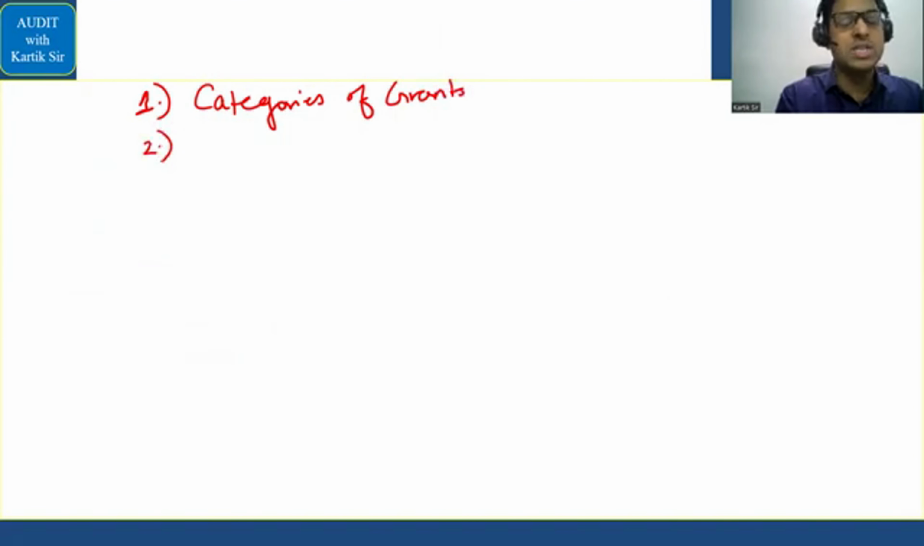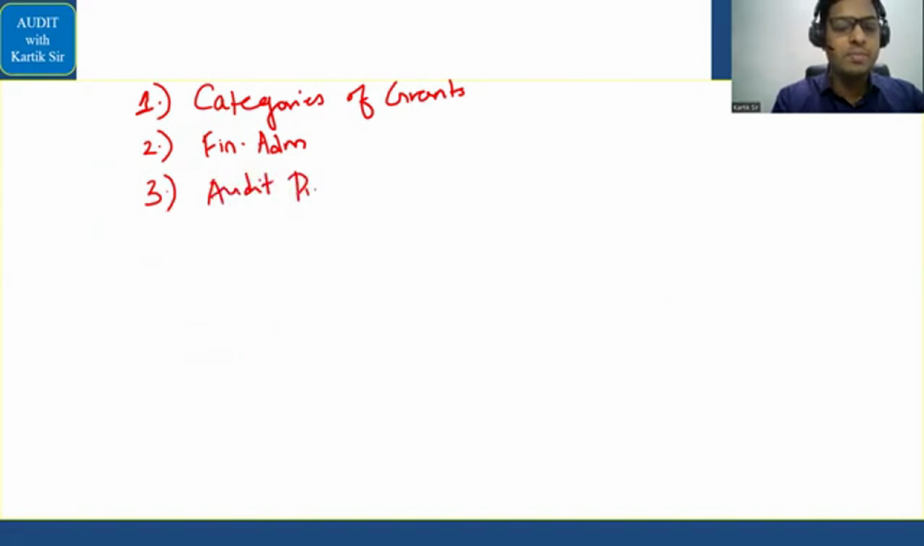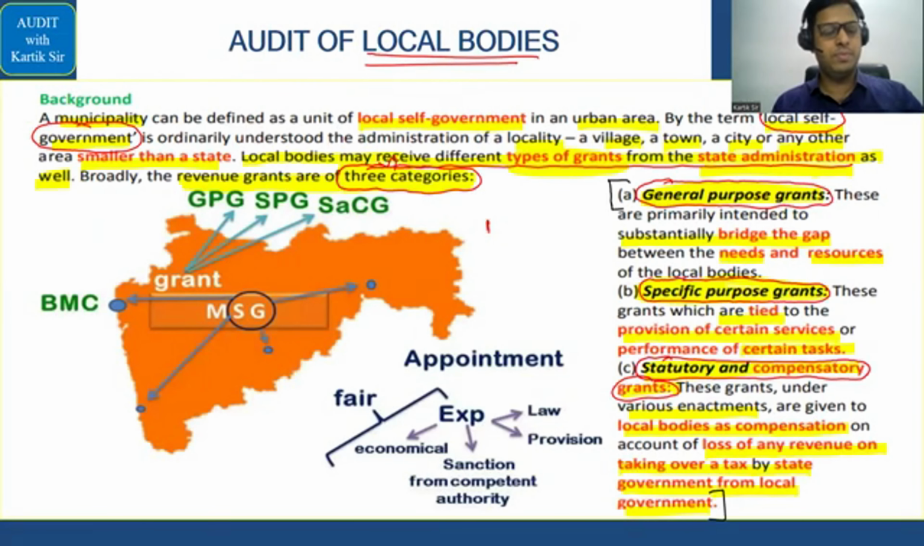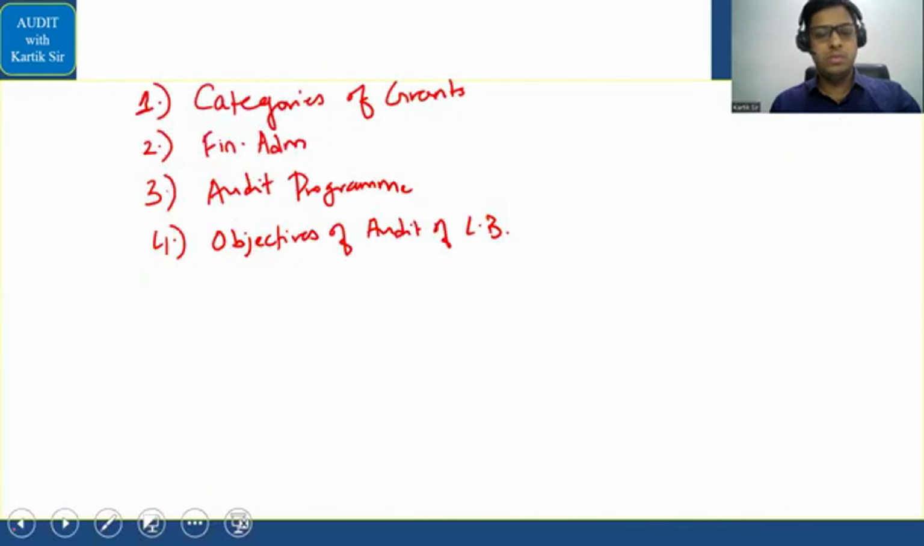Second question, the main questions that can be asked in the exam is from a financial administration point of view. Financial administration. Third question can come in relation to audit program. Audit program of local bodies. सही बात है. And the fourth question can come in relation to objectives of local body audit. Objectives of audit of local bodies. बोलो clear एकदम यार. ठीक है, it can come in this manner.